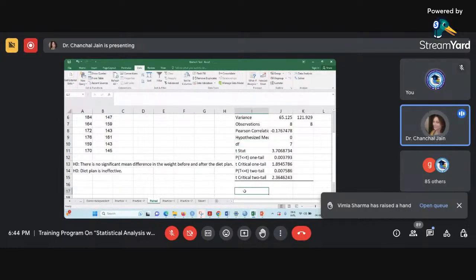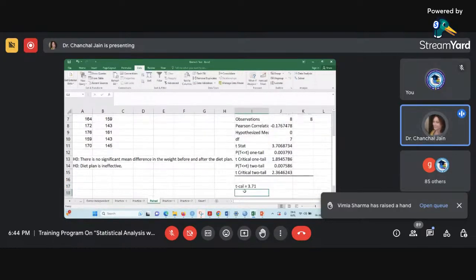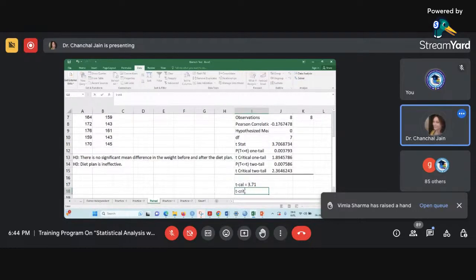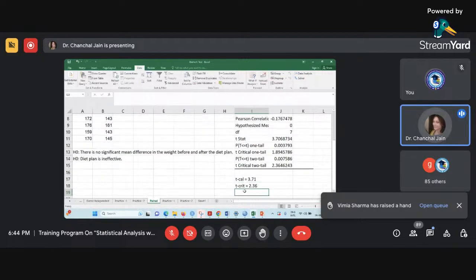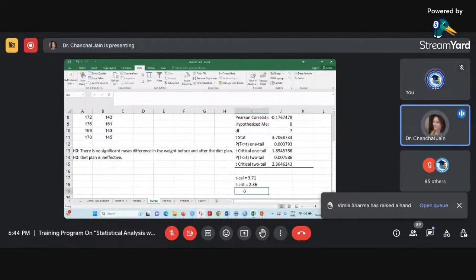So I'm writing that the T calculated is 3.71 and the T critical is 2.36. So now when I compare this, what conclusion can we draw? T calculated is greater than T critical, right? And this is the case.